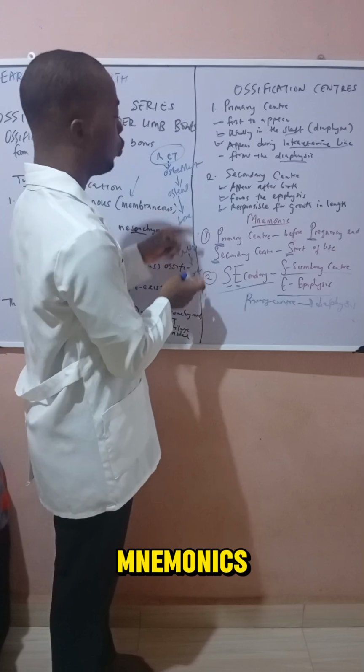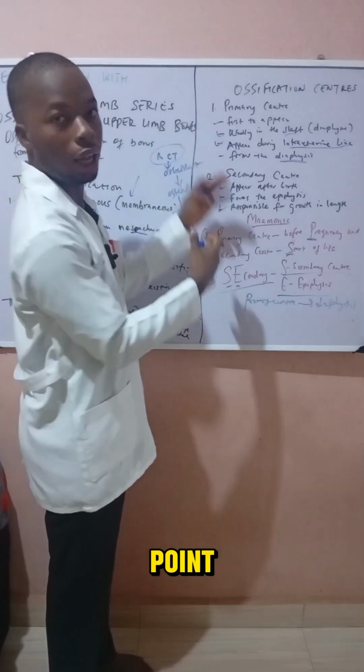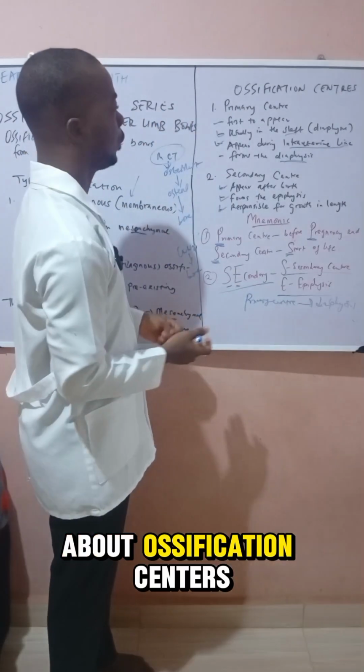So with these two mnemonics, you can remember the high yield points I have said about ossification centers.